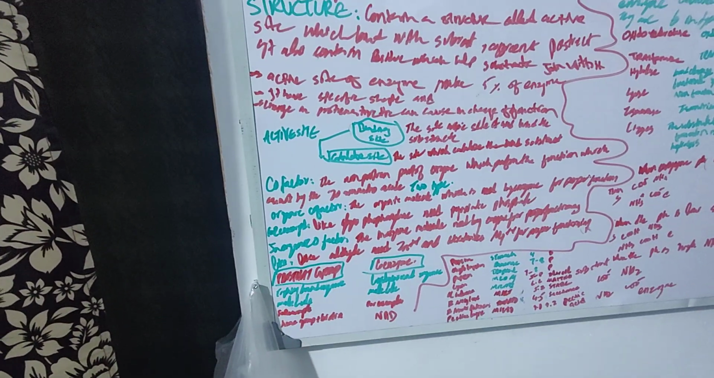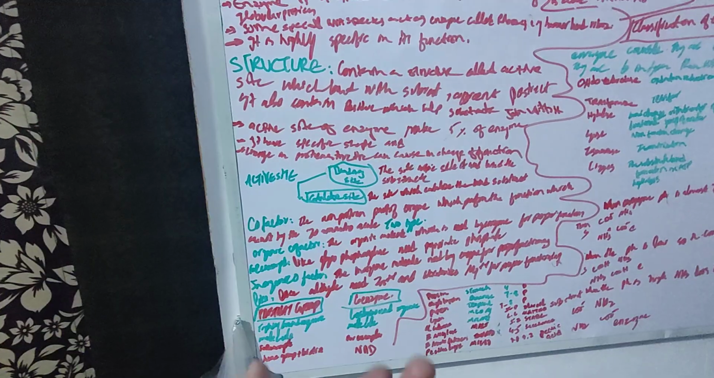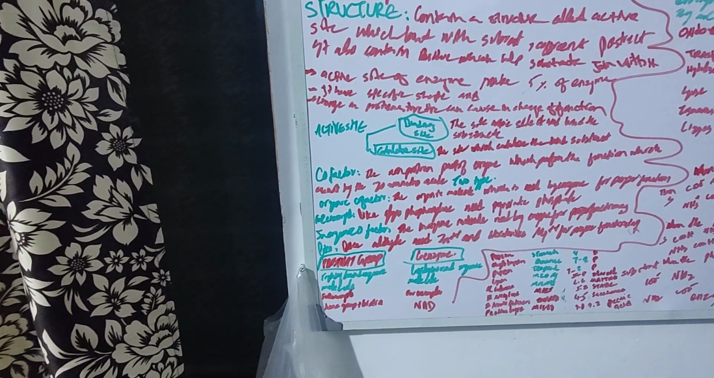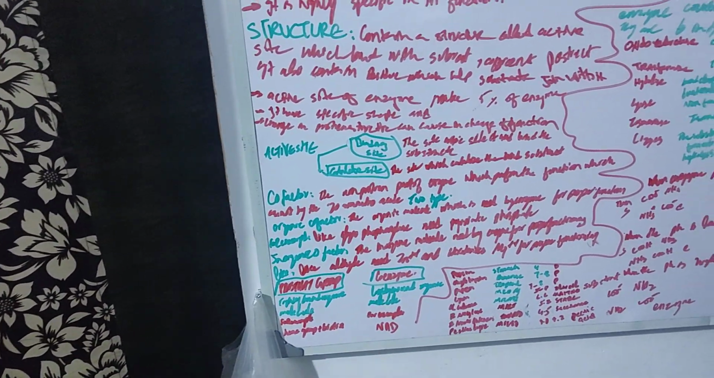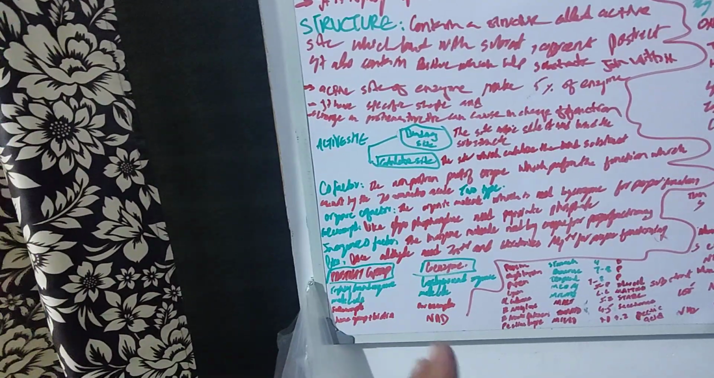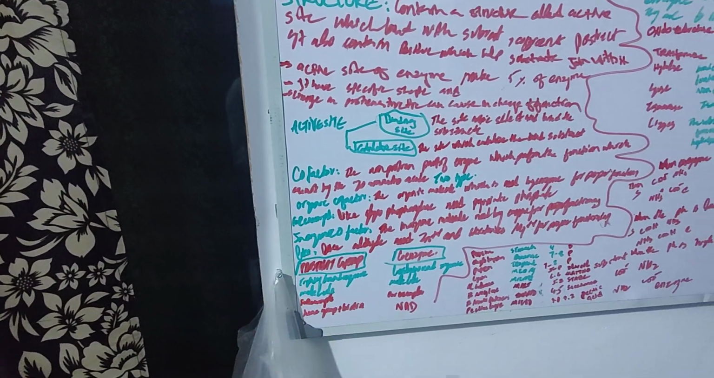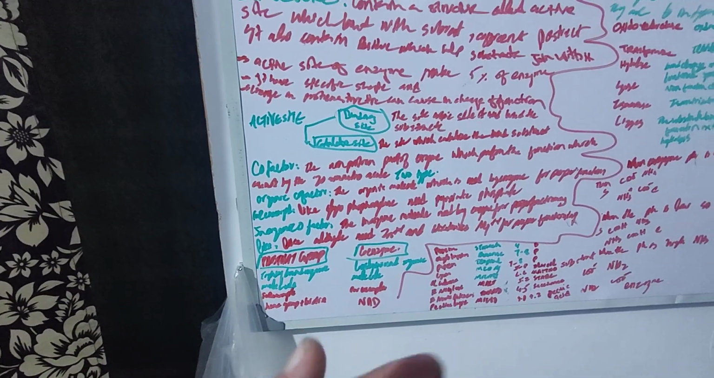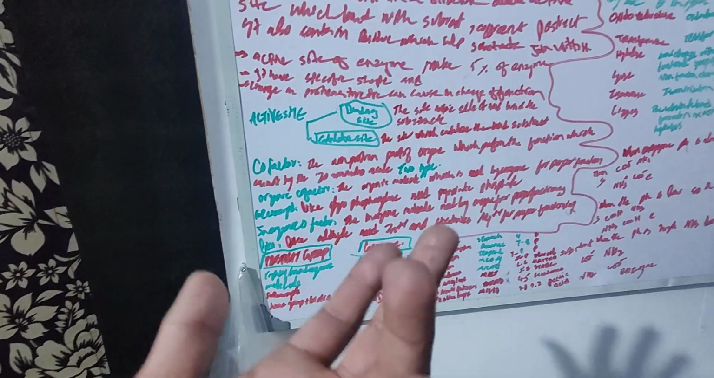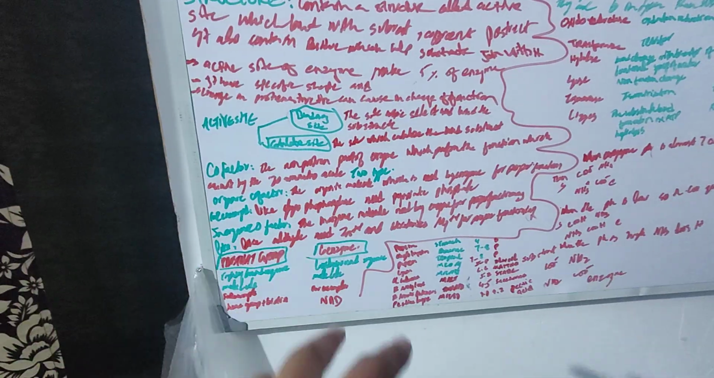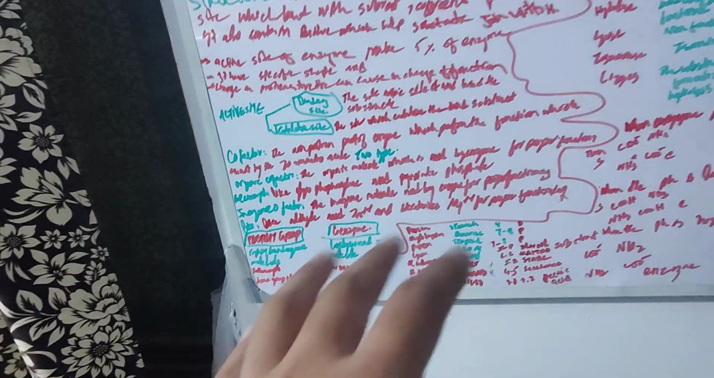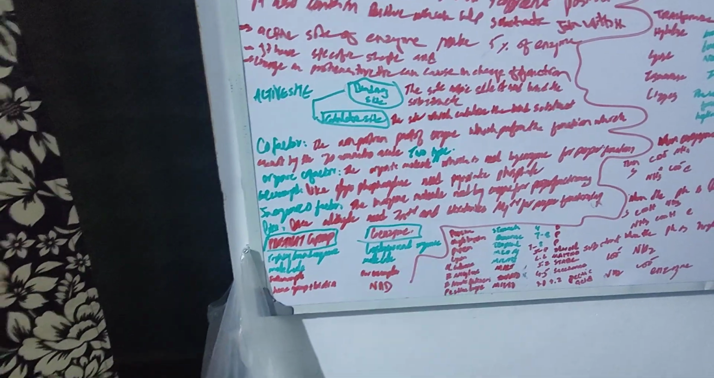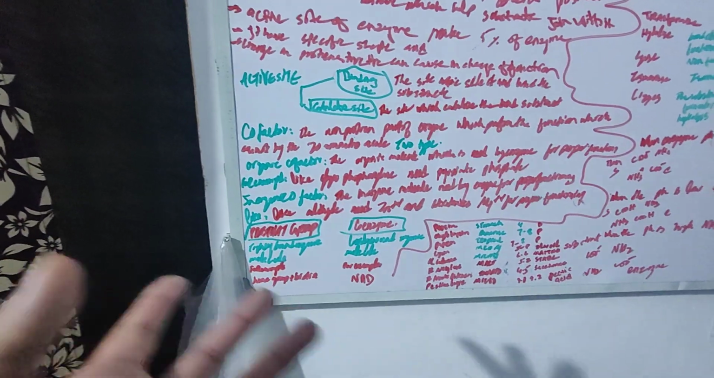Organic cofactor is further divided into prosthetic group and coenzyme. In a prosthetic group, the organic molecules are tightly bound. For example, heme group and biotin. And in a coenzyme, the organic molecules are loosely bound. For example, NAD+.